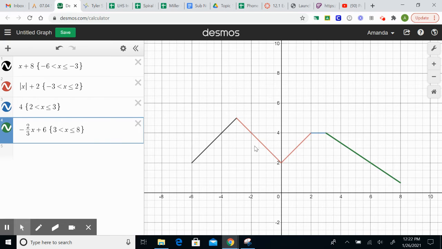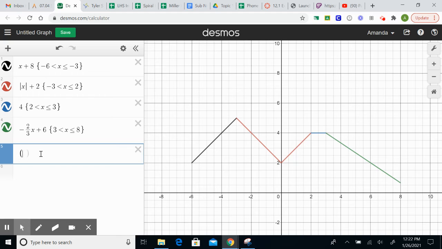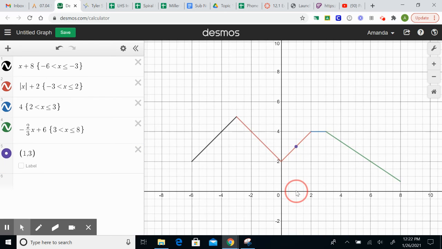And I can also find specific values for x's. So for example, if I want to find the value of y when x equals 1, I'm going to go to my domains and find which one I would use for x equals 1. Well, x equals 1 would fit into this red domain, so I would put x equals 1 in here. So the absolute value of 1 is 1 plus 2 would be 3. So for the point x equals 1, the y value would be 3. And sure enough, here's x equals 1. On my graph, I go up, y equals 3.